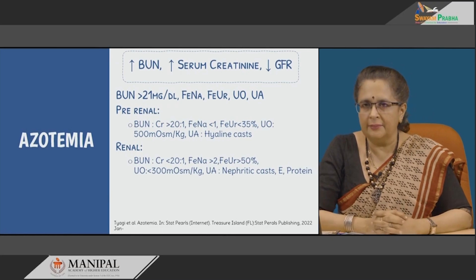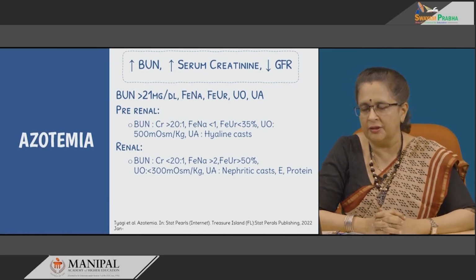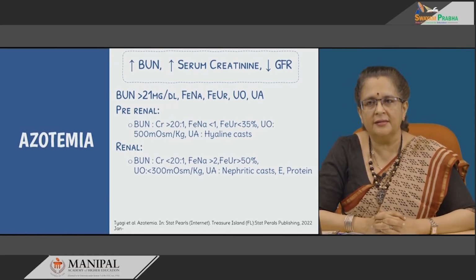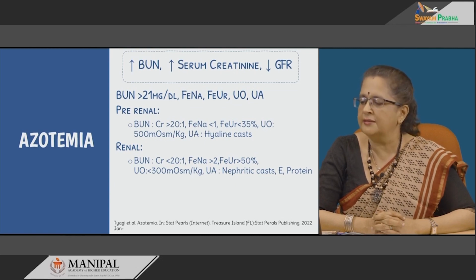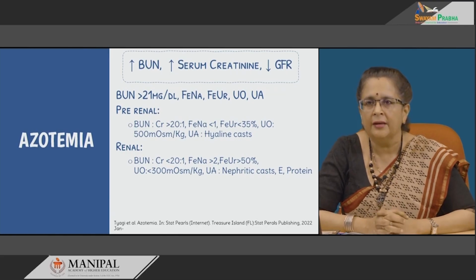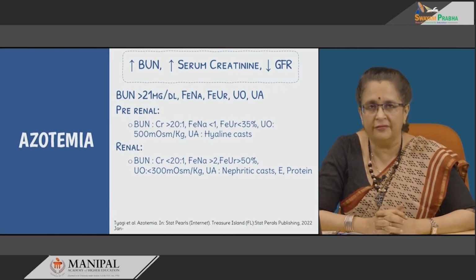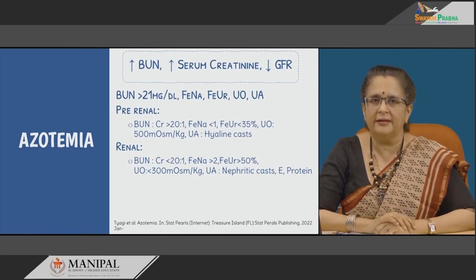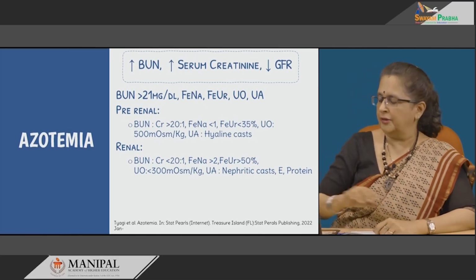In renal, the blood urea nitrogen creatinine ratio is less than 20:1, FeNa is greater than 2, FeUrea is greater than 50%, urine osmolality is less than 300 milliosmoles per kilogram. Then urine analysis, you see nephritic casts, which we will be seeing later. I will be describing in detail about nephritic casts, eosinophils and proteinuria.